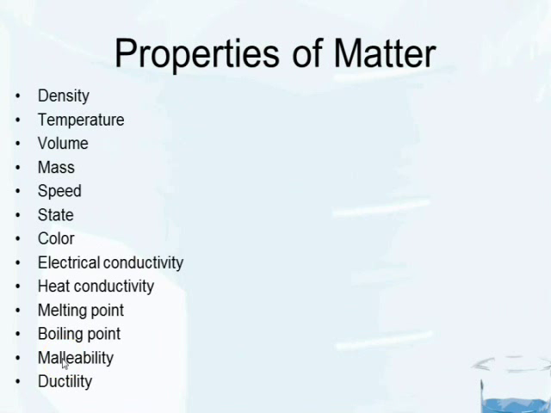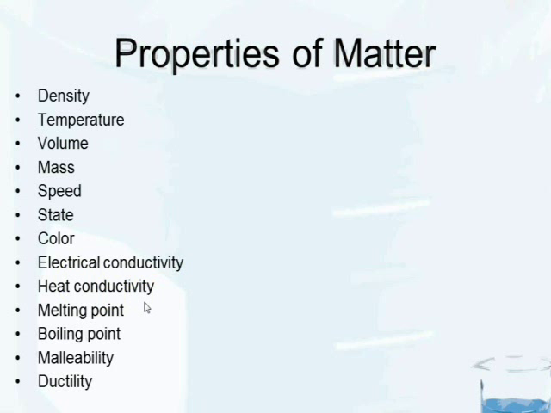Properties of matter, these are different properties of matter, and there are many others. Density, how dense something is, the temperature, what temperature it's at, the volume, how much space it takes up, the mass, how much matter it has, the speed it might be traveling, the state, is it solid, liquid, gas, the color, red, blue, green. Does it conduct electricity? That's electrical conductivity. Does it conduct heat?